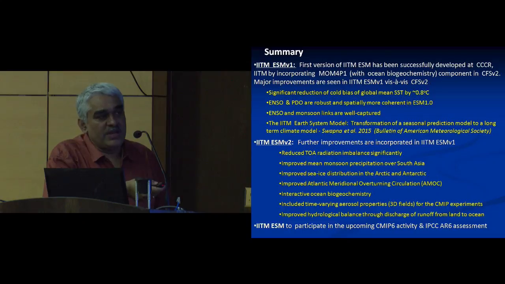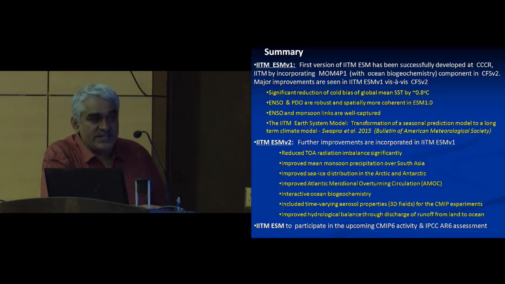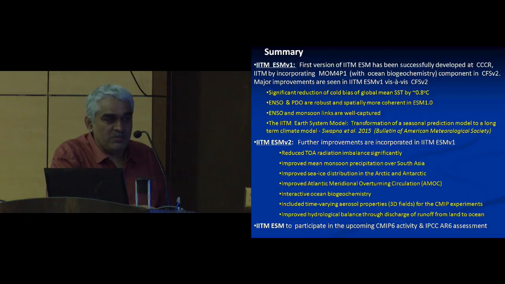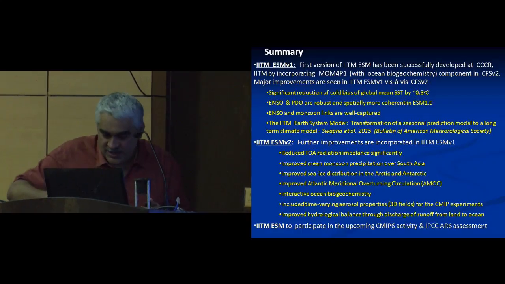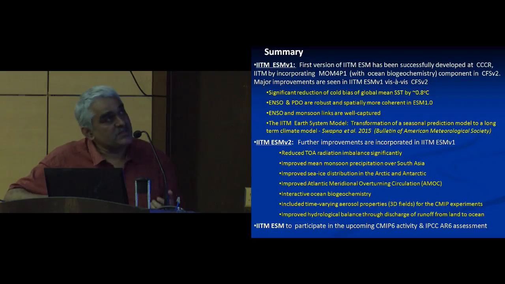And over the last couple of years, we have made major improvements like reducing the imbalance in the radiation, improving the mean monsoon rainfall, improving the sea ice distribution, improving the Atlantic overturning circulation. The biogeochemistry and the time varying aerosol properties have been included. And we are also trying to improve the hydrological balance because of the discharge from various land points into the ocean, river discharges, and we'll be contributing to the IPCC 6th assessment report.